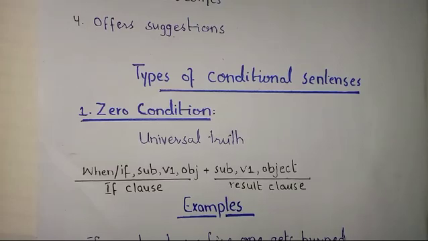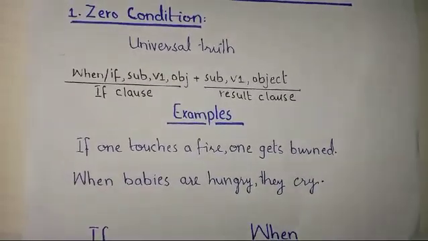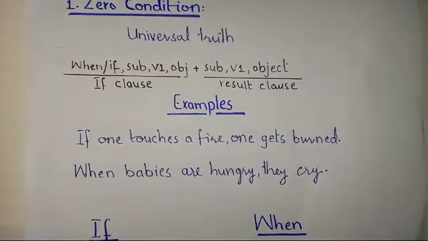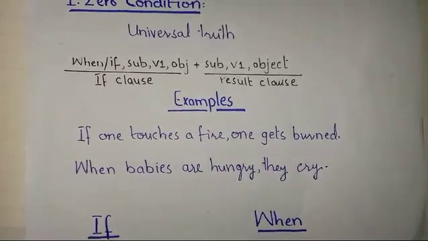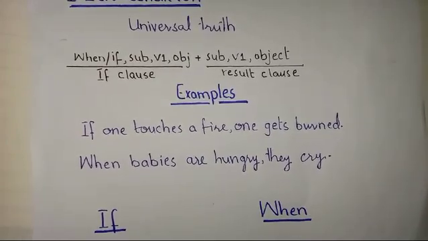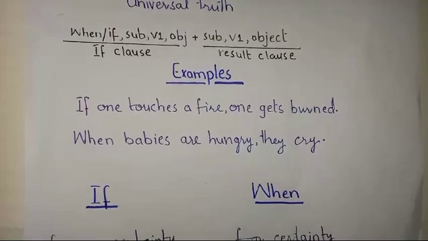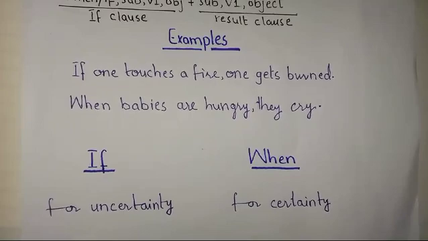The examples it includes are: if one touches a fire, one gets burned. The second example is: when babies are hungry, they cry. Now, these are examples which are universally accepted. No one can touch a fire. If one touches it, they will obviously get burned.